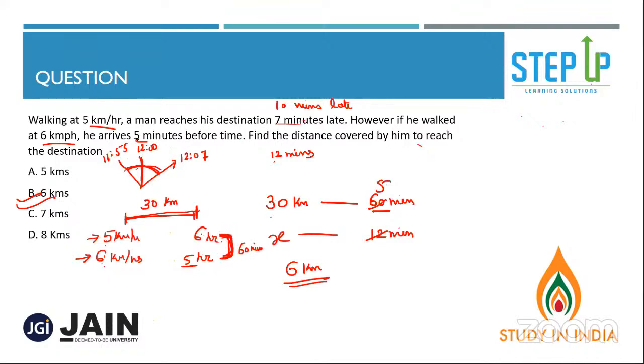What is the time difference here? Actually, 7 minutes late and 5 minutes early. So 5 plus 7, 12 minutes is the time difference. So when 30 kilometers is the distance, 60 minutes was the time difference. So when 12 minutes is the time difference, what is the distance?